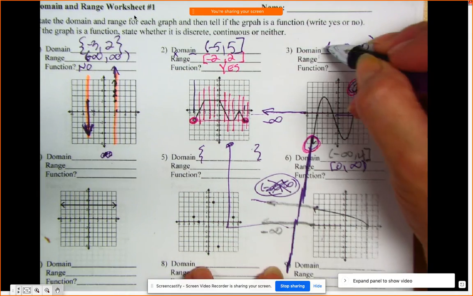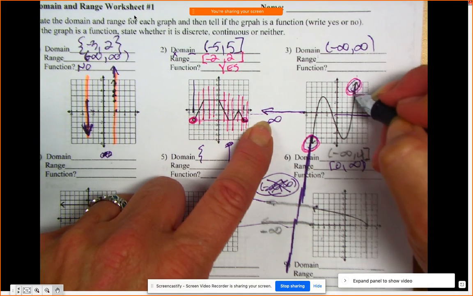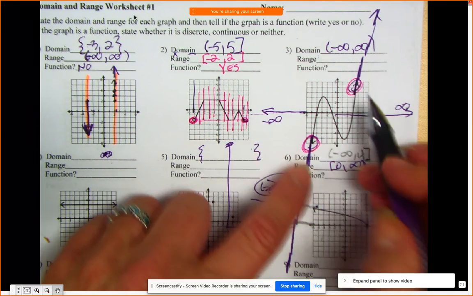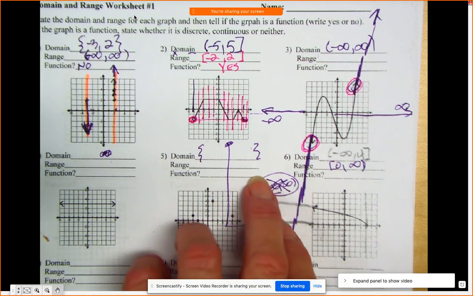So when I'm talking about domain, yes, it goes from negative infinity all the way to positive infinity, because this one's going to go uphill and keep going and keep going. That arrow tells us it's going to keep going and going.